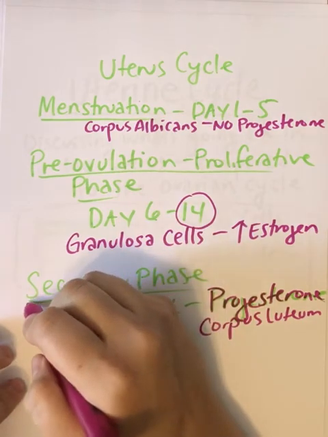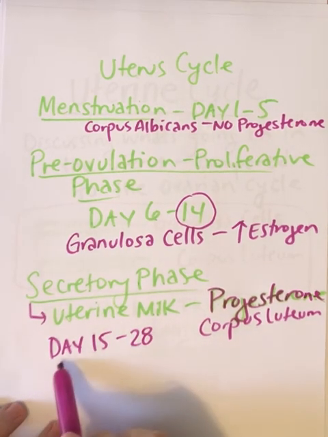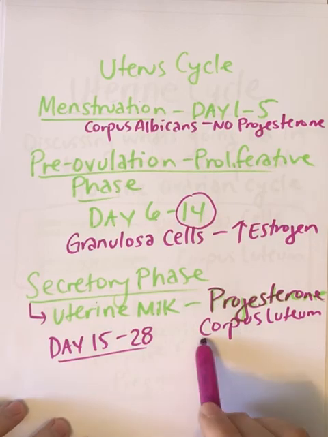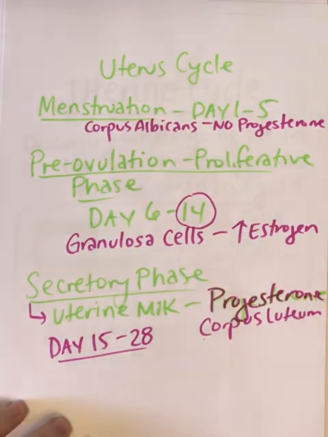Secretory phase, the uterus is making a glycogen-rich fluid to feed the ovum. So this is the last phase, and it ends with the corpus luteal phase, and when the corpus albicans phase is going to take over. That's the uterine cycle. If you know the ovarian cycle, you pretty much know the uterine cycle. So that's the end of our video.